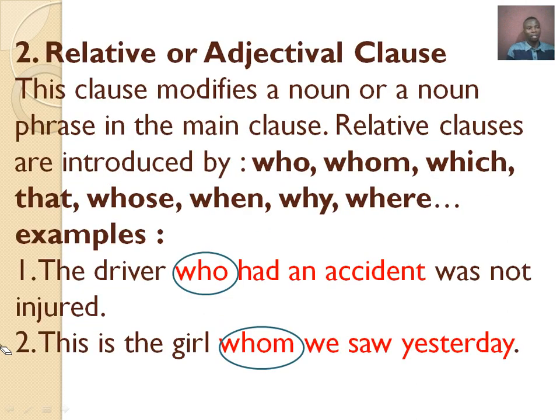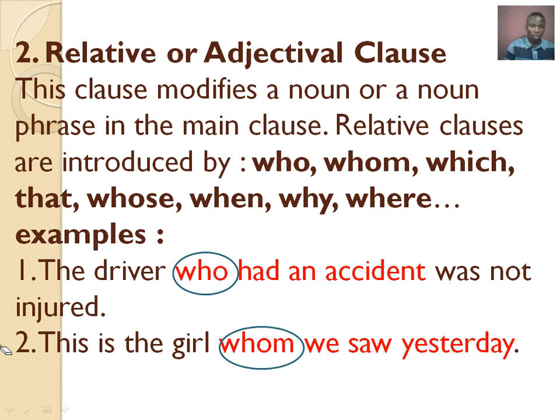Now the next is the relative or adjectival clause. You can call it a relative or adjectival clause. A relative or adjectival clause performs the same function as an adjective. They modify nouns or noun phrases, and they are introduced by relative pronouns and relative adverbs. Examples of words that introduce relative clauses are the ones emboldened: who, whom, which, that, whose, when, why, and where.